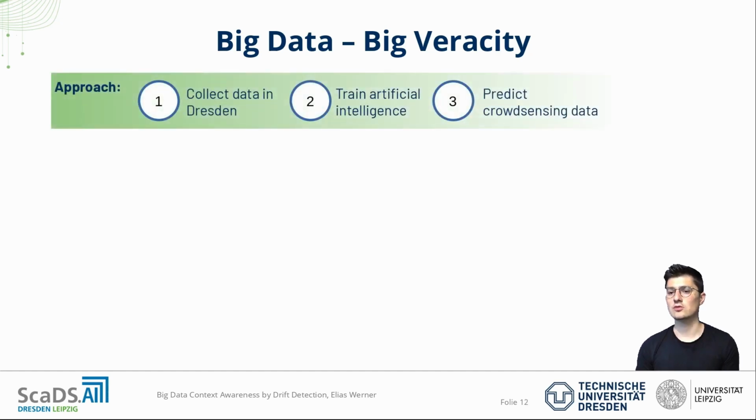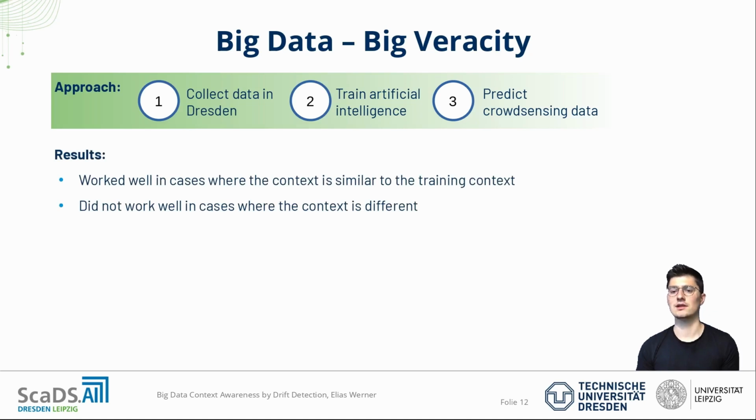A quite abstract view on our approach to tackle that challenge of transport mode recognition is given here. At first, we collected data in Dresden, then we trained an artificial intelligence based on that data, and then we predicted the data coming from a crowdsensing campaign. To put it in a nutshell, the results are that it worked well in cases where the context is similar to the training context, and it didn't work well in cases where the context is different. To explain that results a bit more, let's consider a simplified example about that.